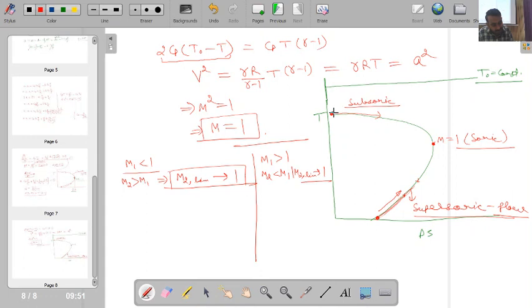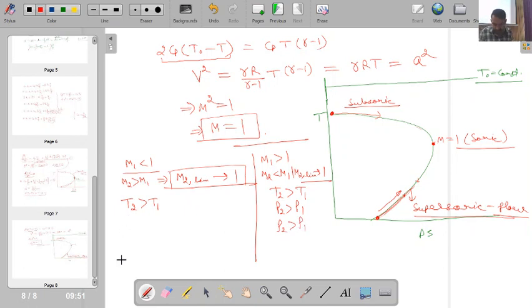Interestingly, you can also see from this curve that static temperature decreases for the case of a subsonic flow, so T2 is less than T1, whereas for the case of a supersonic flow, T2 is greater than T1. We will also find that in case of supersonic flow, P2 will be greater than P1, and rho 2 will also be greater than rho 1.